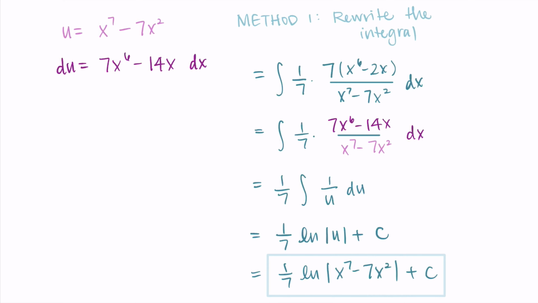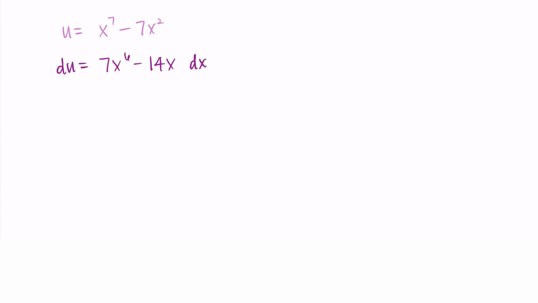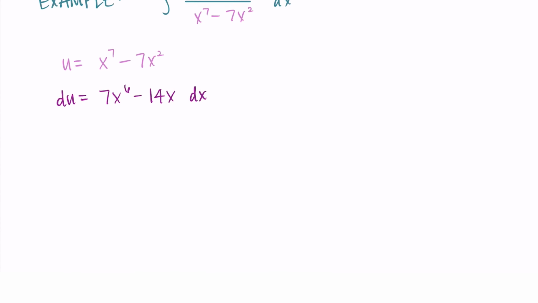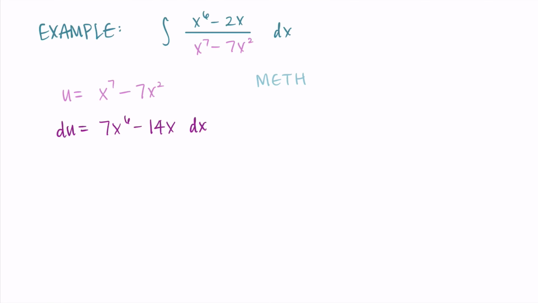Okay, so this method involved us multiplying by the 1/7 and the 7, but there's a slightly different way we can do this if we'd like. So let me show you what that looks like. Instead of rewriting the integral, we are going to rewrite du. So this means that we are going to manipulate du in order to be something new that we can then substitute in. Let me show you what it looks like.